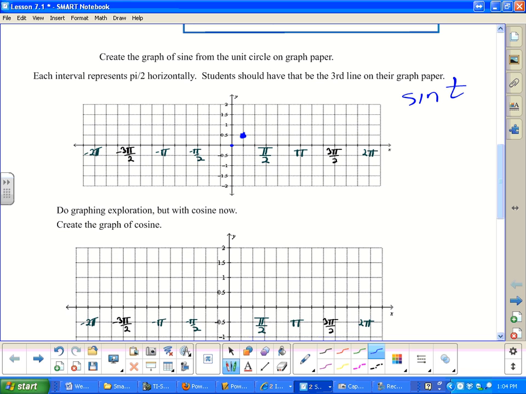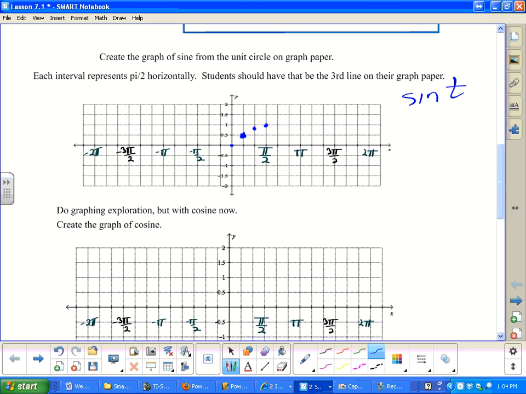What's the sine of pi over 3 then? What's that as a decimal? Anybody know? It's 0.866. So 0.866 would be approximately here. Almost to the top, almost to 1, but not quite. What's sine at pi over 2? 1. So at pi over 2, I've got 1 here. We're going by 6, continuing on.